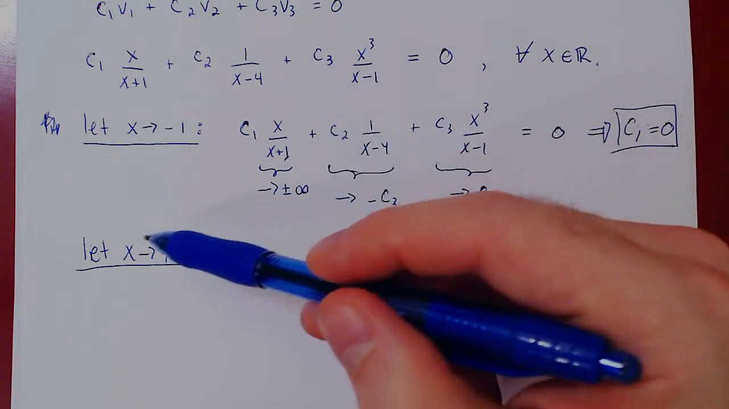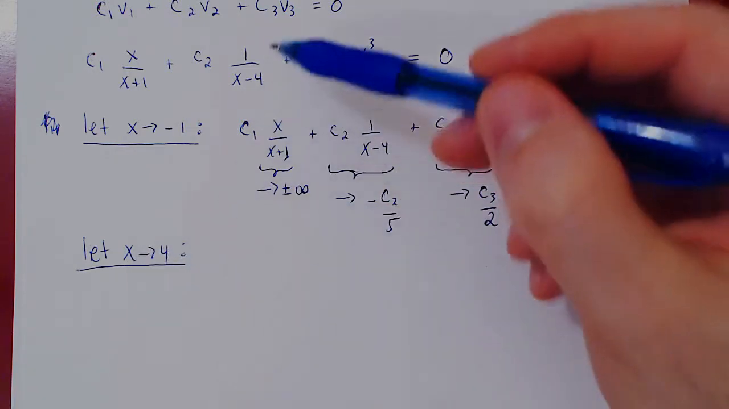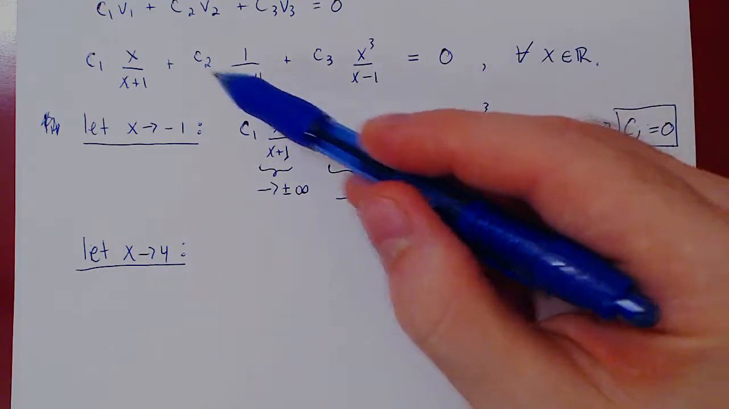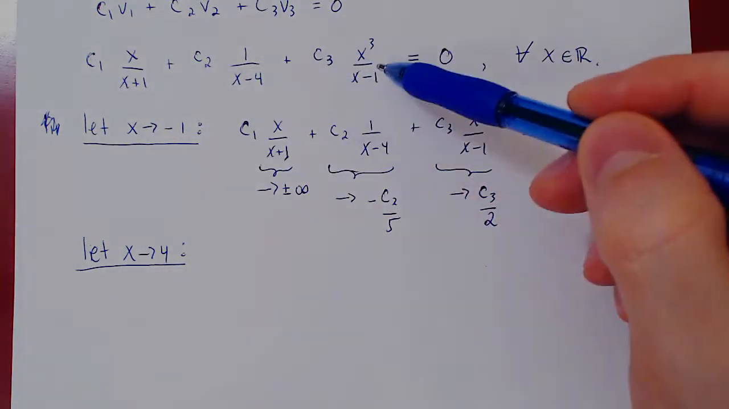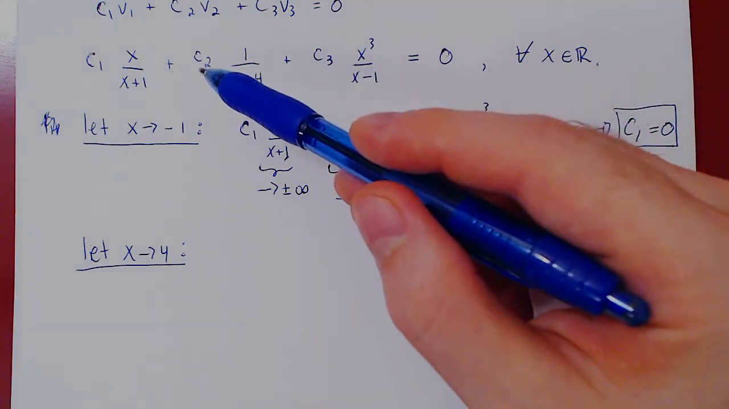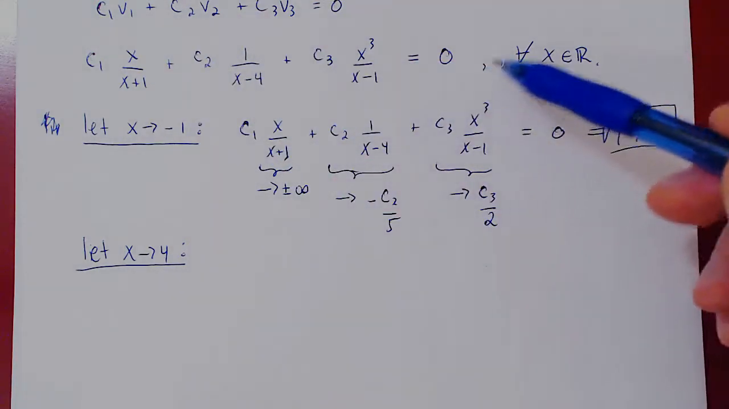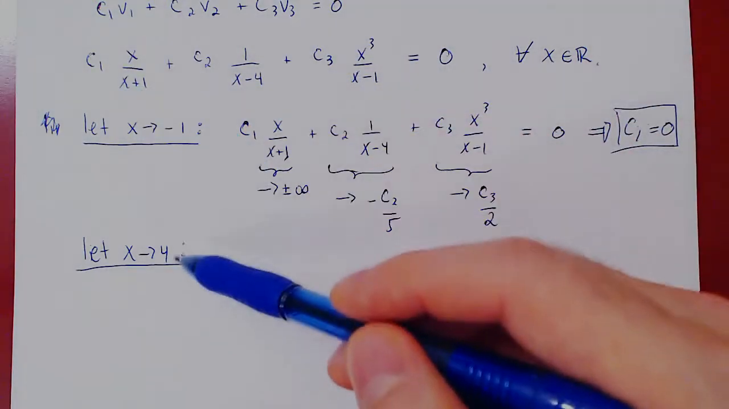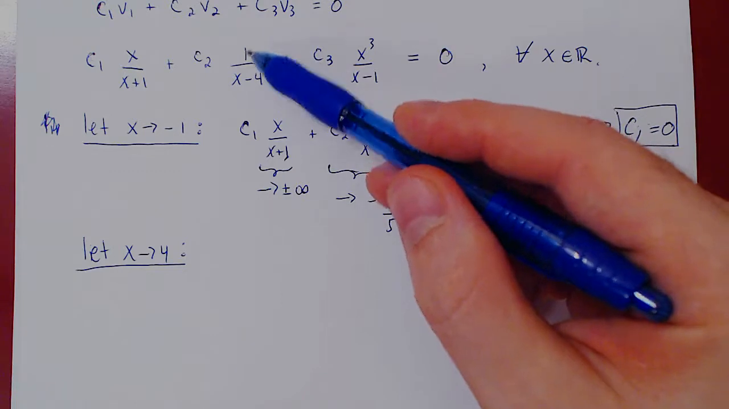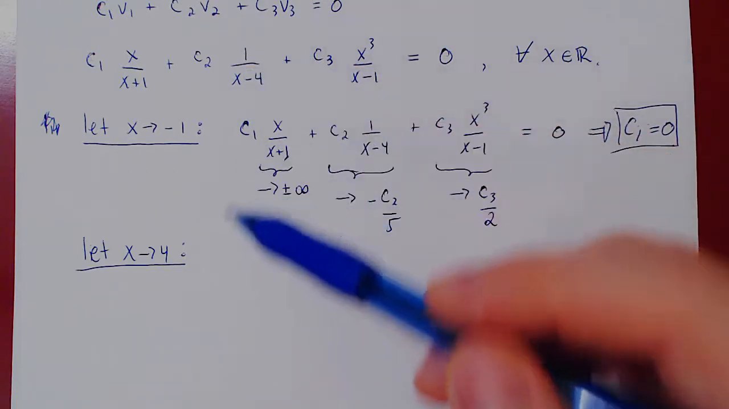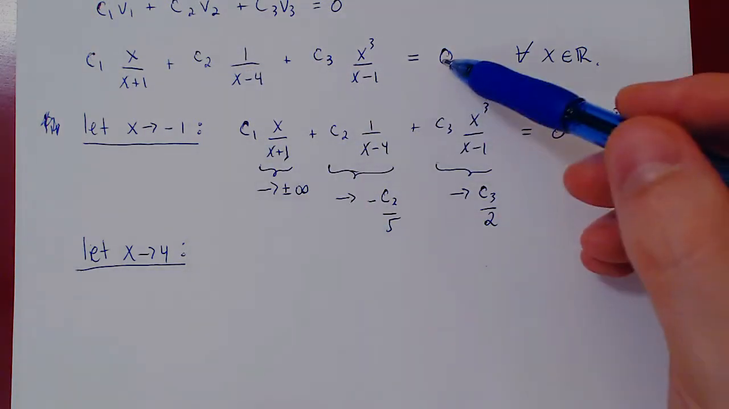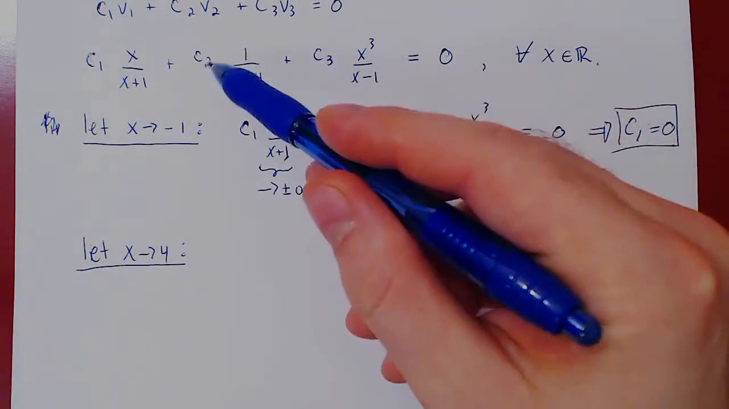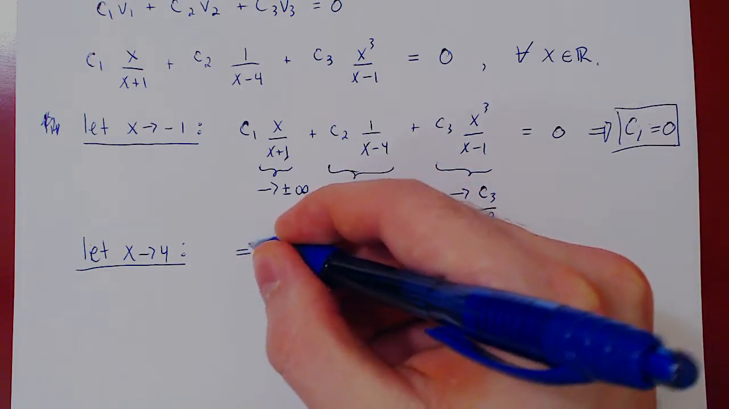So, as we approach 4 from either the left or the right, this term will approach positive or negative infinity. But these two terms will remain bounded. This term, if c2 is not 0, will blow up, but the sum is always 0. This is impossible, as these two terms remain bounded as we are approaching 4, and the term 1 over x minus 4 blows up to positive or negative infinity. The result can't be 0. And so this term can't be here, therefore c2 must be equal to 0.